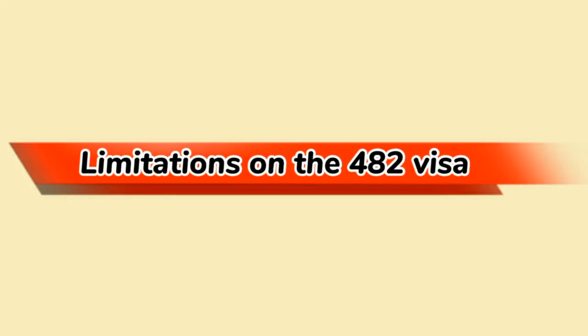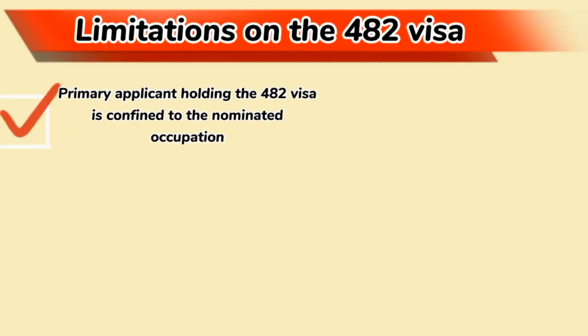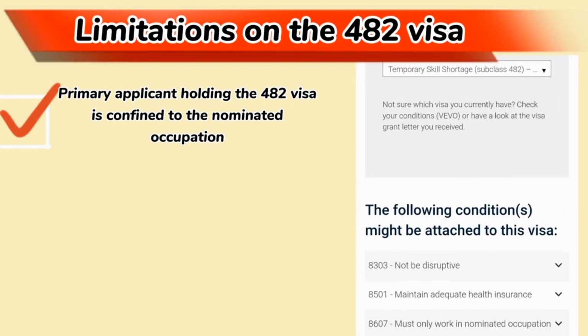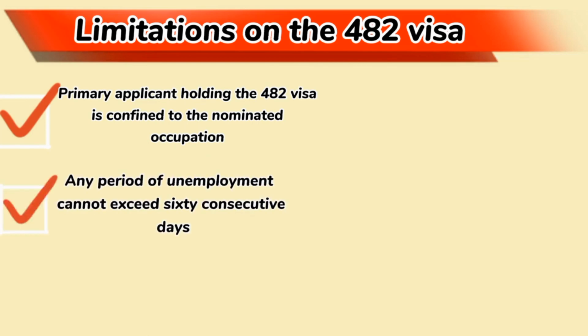The limitations on the 482 visa. Primary applicant holding the 482 visa is confined to the nominated occupation. Conditions attached to this visa include that you work in Australia only in the occupation you are nominated for, and only for your nominating business, or in some circumstances, an associated entity of the business. Any period of unemployment cannot exceed 60 consecutive days.